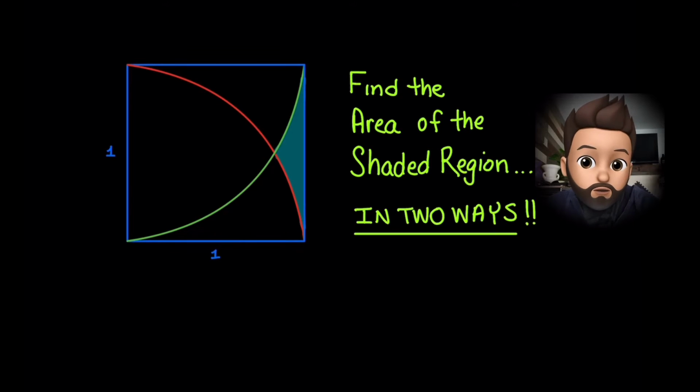Consider these two overlapping quarter circles inside a 1 by 1 square. What is the area of the shaded region that is not in the overlapping section?